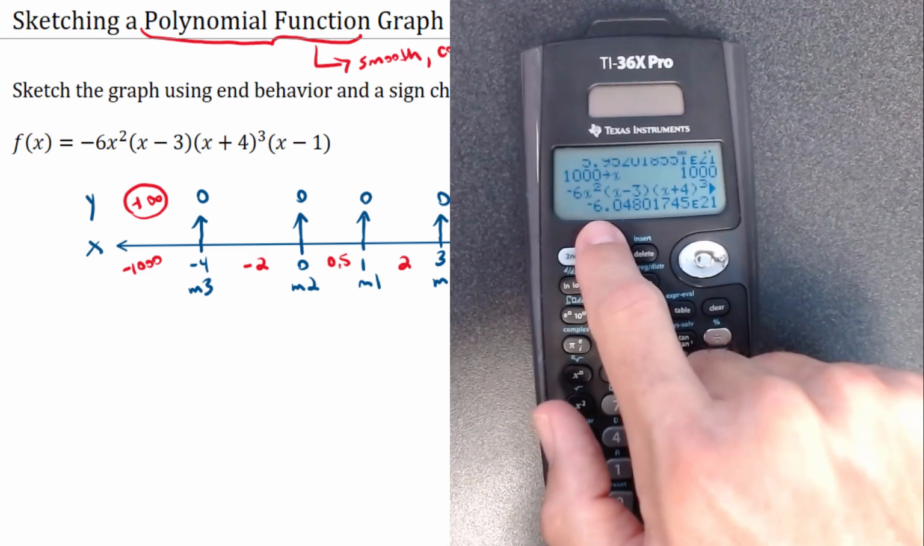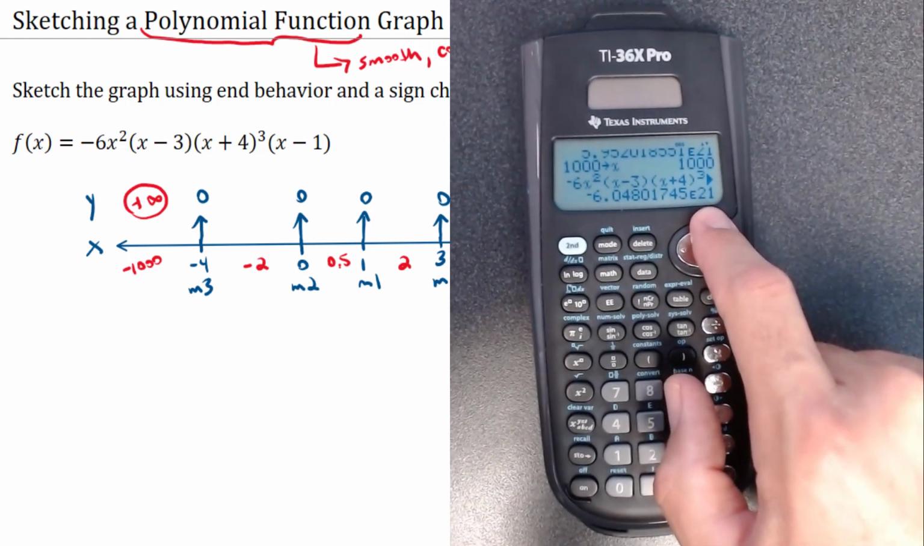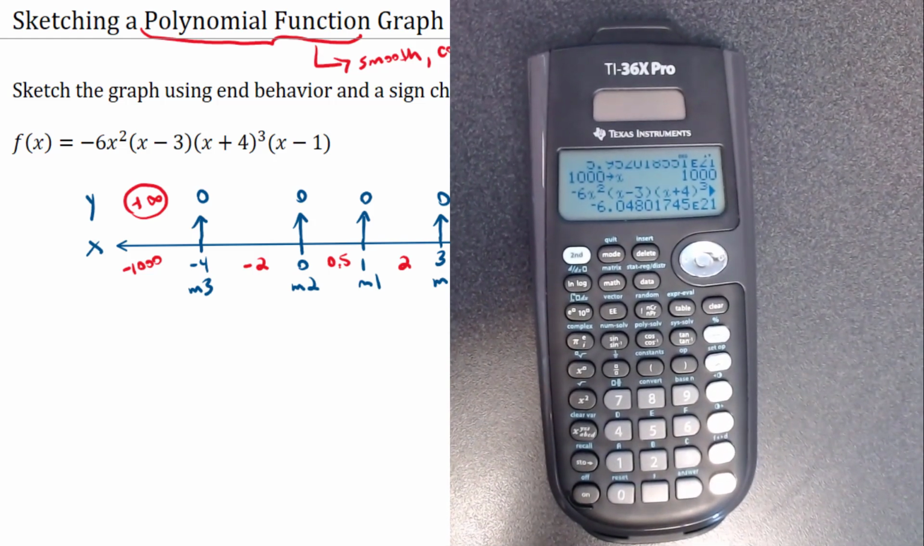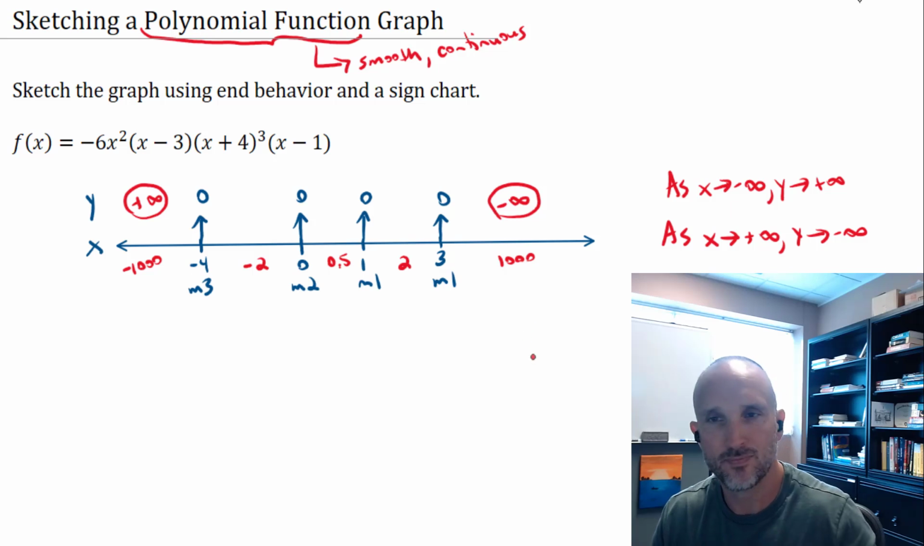And now we can see we get negative 6 times 10 to the 21st. That's a really big negative number. So our right end behavior says that as x approaches positive infinity, y approaches negative infinity. So I'll put negative infinity on this portion of my number line chart.